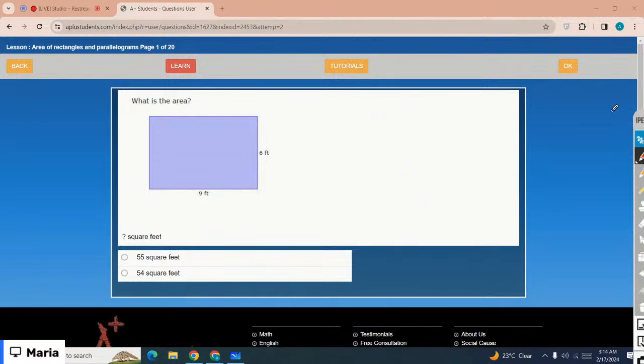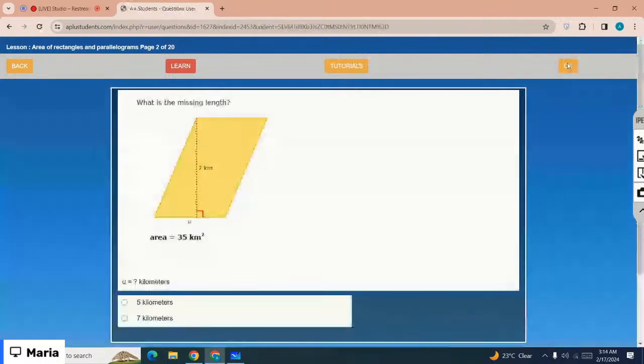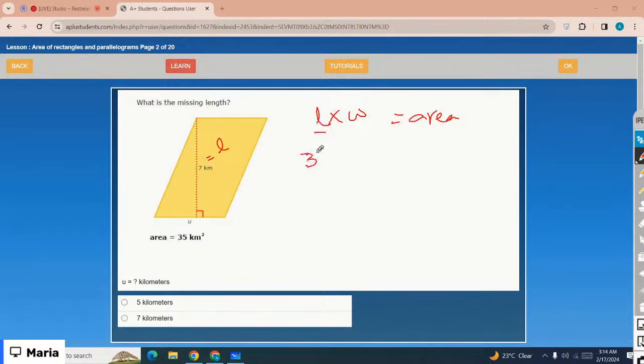Okay, let's just move on to the next question. What is the missing length? You are given the area, and you have to calculate the missing side length. We know that the area of the shape is length times width. You are given the length, that is 7, times width, and you are given the area, that is 35, right?